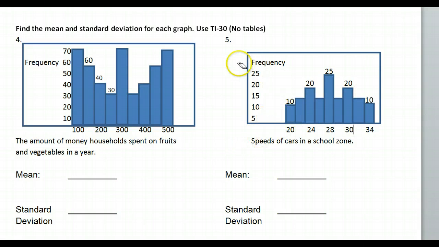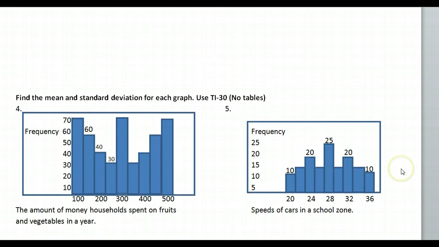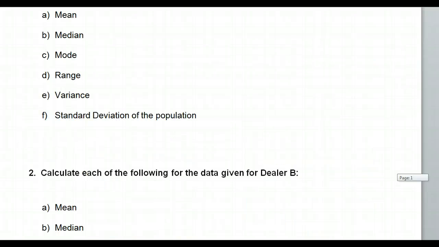Before I do anything else, a little personal note to my students: there is a typo on number 5. So these last two values at the bottom of the frequency table should be changed. This 30 should be a 32, and this 34 should be a 36. So, my students, please change those numbers. Thank you. Now, back to the beginning.